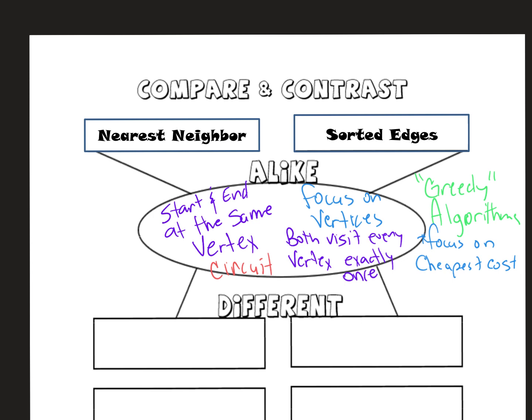All right. So now I'm going to move on to how are they different? How are nearest neighbor and sorted edges different? Well, nearest neighbor, you've got a starting home vertex that we start at. So you start your circuit at a home vertex.